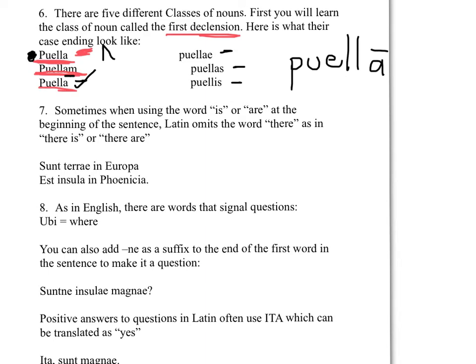If I can abbreviate, this is the nominative on the top, singular on the left, plural on the right. Puellam is the accusative, singular on the left, plural on the right. Sorry for my C there. And then puellā is the ablative, singular on the left, plural on the right. Nominative, accusative, and ablative. Those are the only three case endings you know so far. There will be more to come.